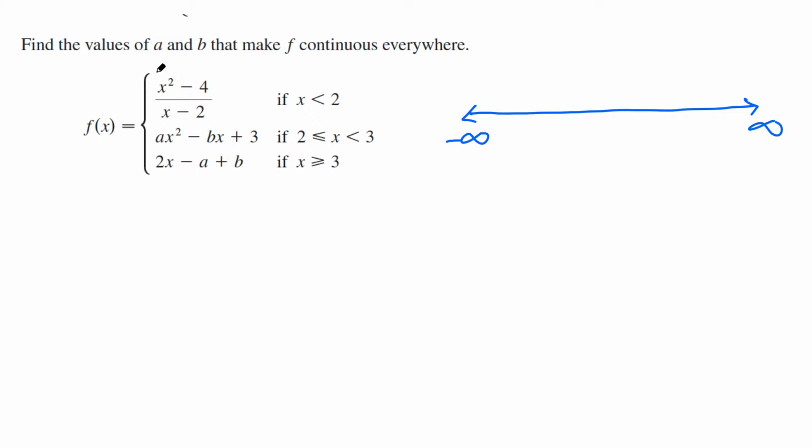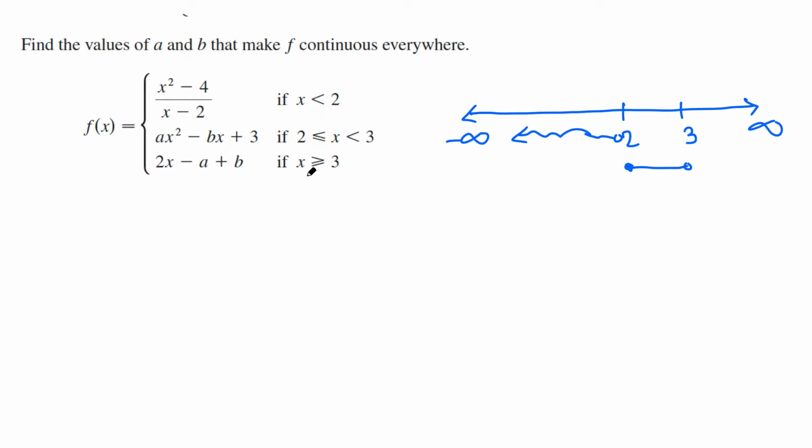this function is given by this rational function when x is less than 2. So on the left of 2, not including 2, we have this rational function. In between 2 and 3, 2 included, but 3 is not. Here 2 is not included. In this domain, this function is given by a polynomial.